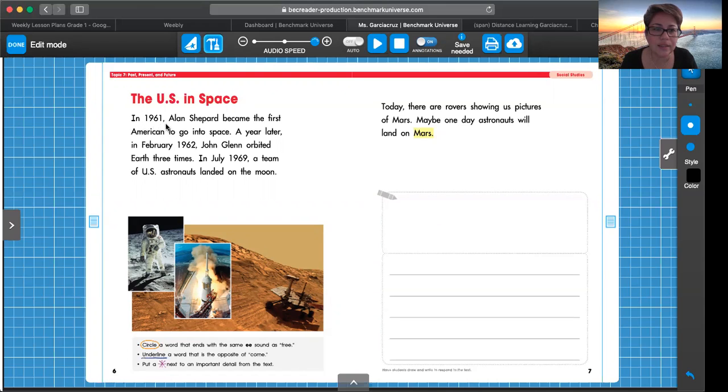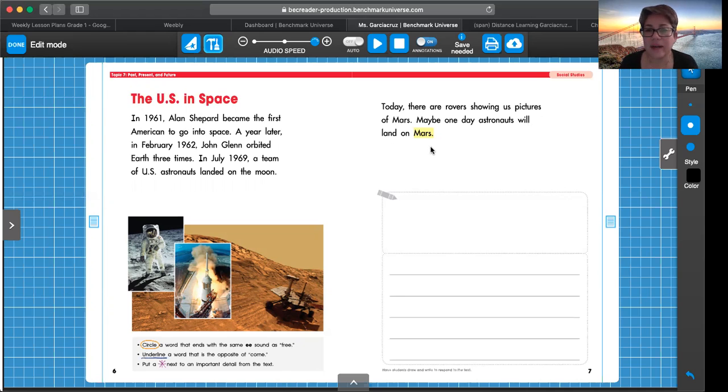In 1961, Alan Shepard became the first American to go into space. A year later, in February 1962, John Glenn orbited, that means he went around the Earth 3 times. In July 1969, a team of US astronauts landed on the moon. Today, there are rovers showing us pictures of Mars. Maybe one day astronauts will land on Mars.